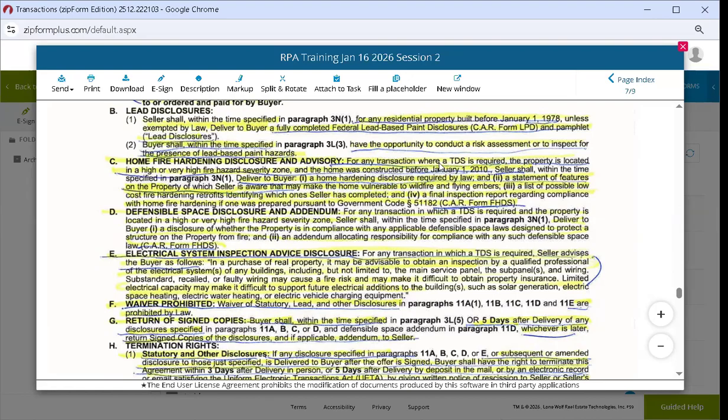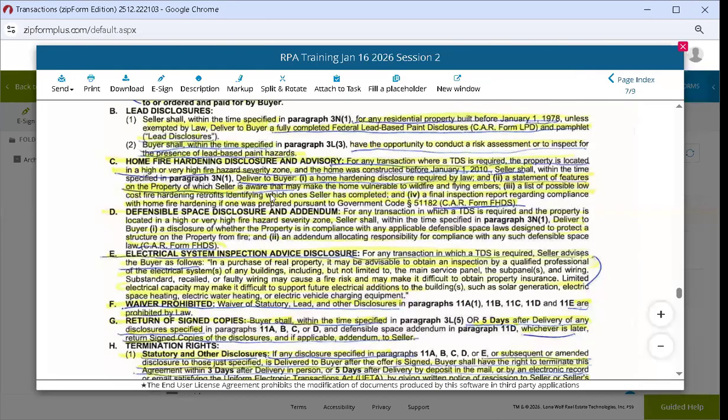How do we know that? When we have our NHD, big lettering tells you at the very front of the report if it's located in a high or very high fire zone. At that point, you have to provide the CAR form FHDS. That will also cover the defensible space disclosure and addendum. So C and D, you see it's referencing FHDS form, will be covered on that form, okay?